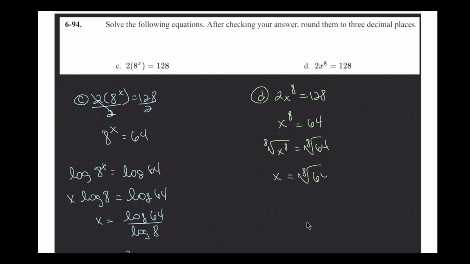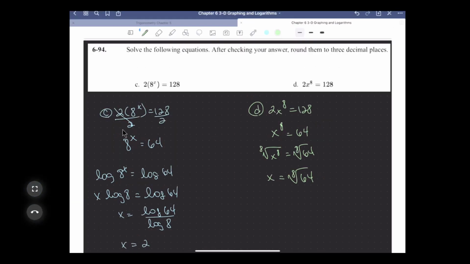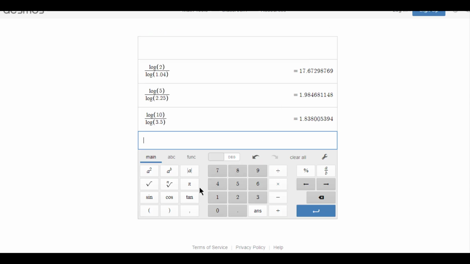Shouldn't it be 2? I think so. Or it's gonna be 8. Square root of 8 is, or 6. That should be 8. We'll see.